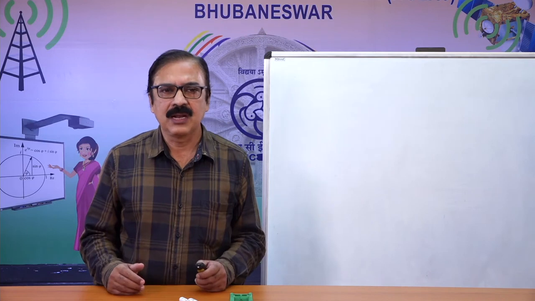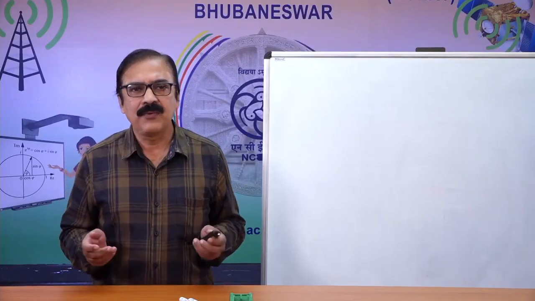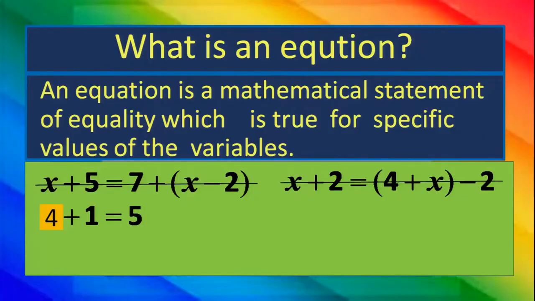Then what is an equation? Now let's consider this case. x plus 1 is equal to 5. For which value of x do we get x plus 1 equal to 5? In common language, we can say which number is added to 1 to give 5. Definitely it is 4. Then we can say that for x equal to 4, x plus 1 is equal to 5. So x equal to 4 is called the solution of this equation.